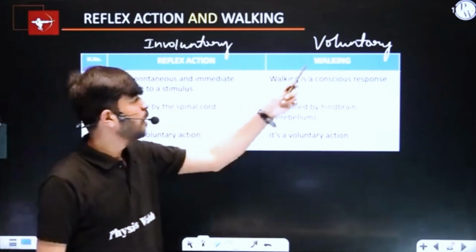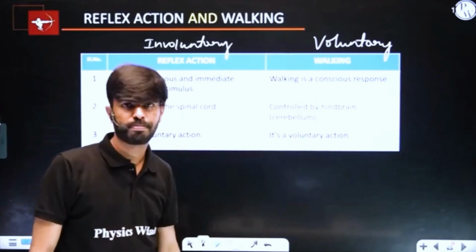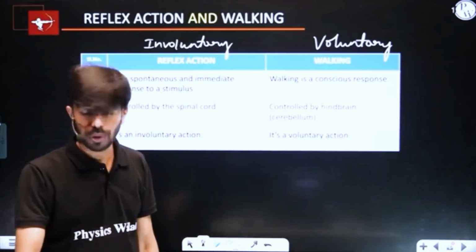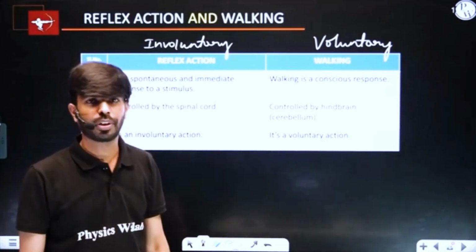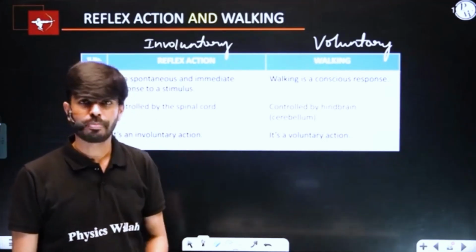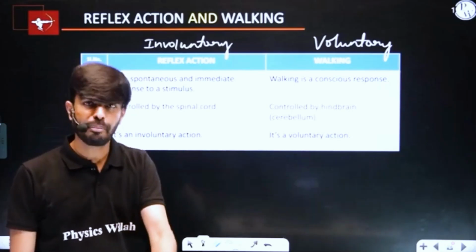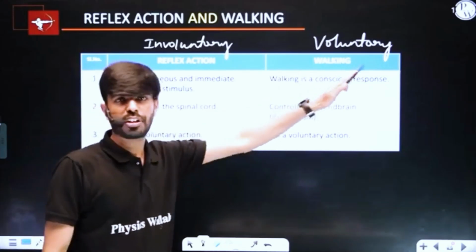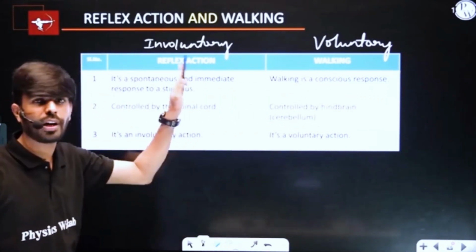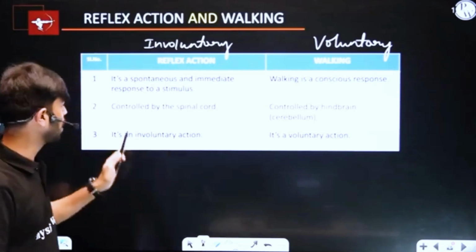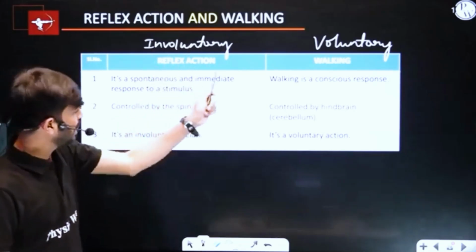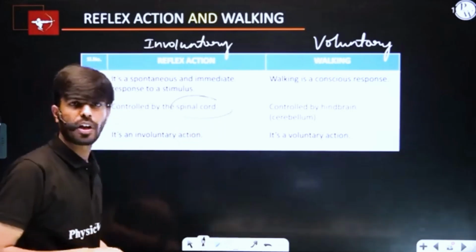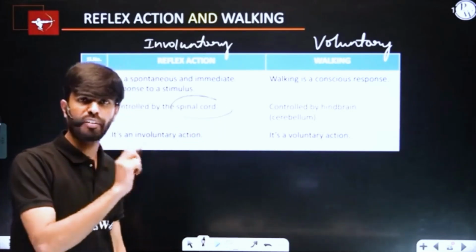Okay, next. Walking is a conscious response. It is done with awareness. If I want to walk, I think three times. So I need to balance, I need to think what is there in front of me. So that is called conscious movement. So okay, walking is a conscious response. Reflex action is an involuntary as well as an immediate response towards the stimuli. And the reflex action is controlled by the spinal cord. Spinal cord is the center of the reflex action.